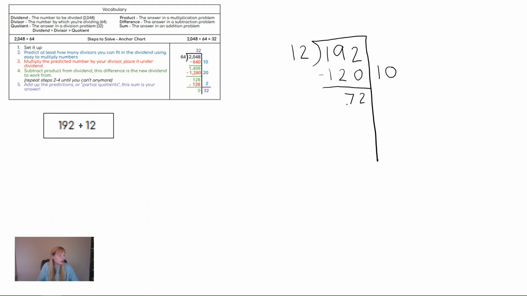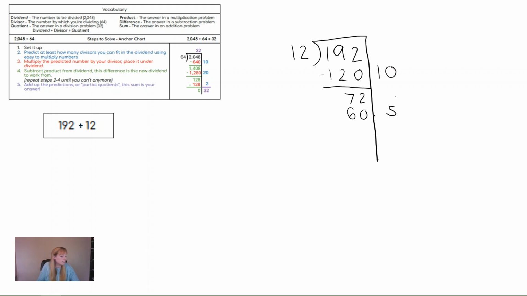Back to step 2. Predict at least how many divisors, 12, I can fit in my now new dividend, 72, using easy to multiply numbers. So whatever numbers are easy for you works. I happen to know that I can take at least 5 groups of 12 from 72. So that's my prediction, 5. Step 3, multiply 5, my prediction, by the divisor, 12. I know that 5 times 12 is 60, and I'm going to place that underneath 72.